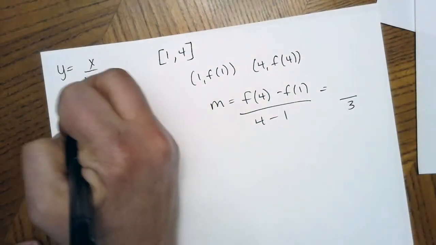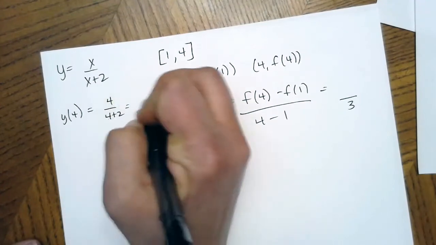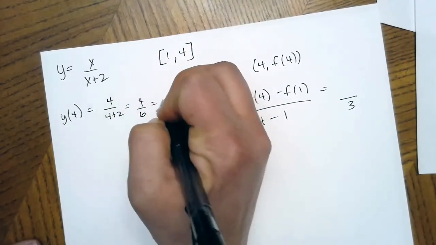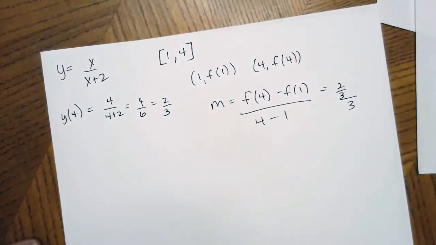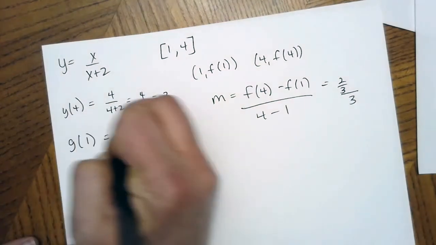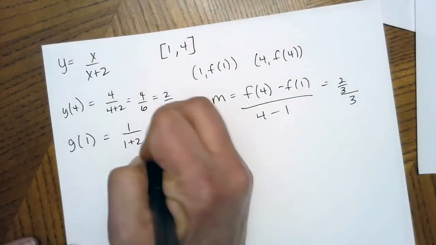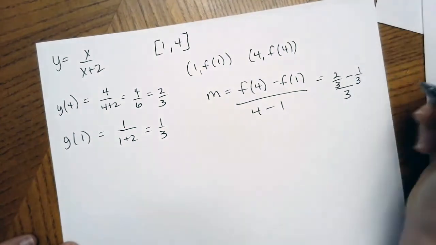So y of 4 will be 4 over 4 plus 2, which is 4 over 6, which I'll simplify to 2/3. So that's 2/3 here. And then y of 1 is going to give me 1 over 1 plus 2, which is 1/3. So I have this so far.